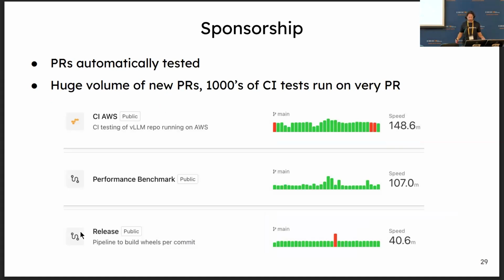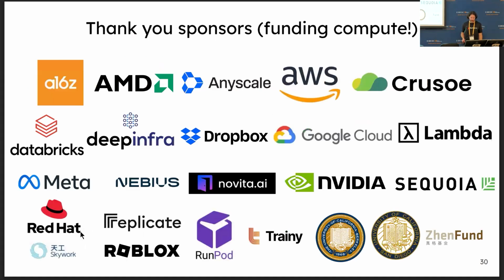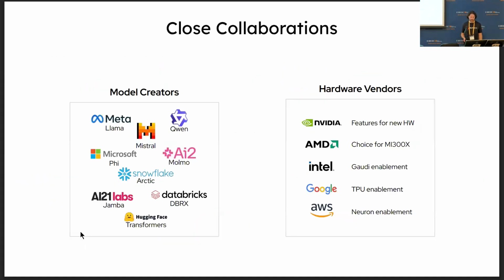Sponsorship is a big part of the project. All of the PRs get tested. There's a test suite with thousands of tests that run on every PR. This is quite expensive because we need to test on multiple hardware. It's cross-platform and the GPUs are expensive, so there are a lot of companies that sponsor us and help pay the bills, which I think run to $30K a month or more. These are some of the organizations that contribute, so thanks to all of those.